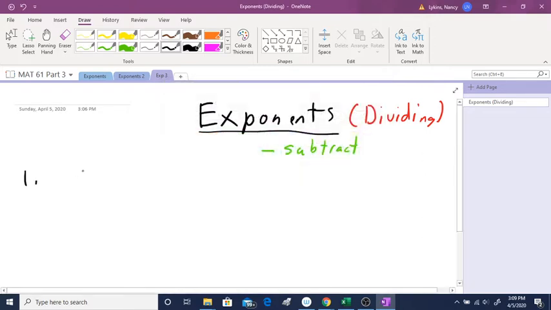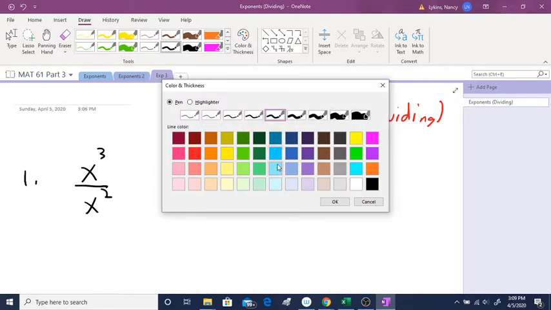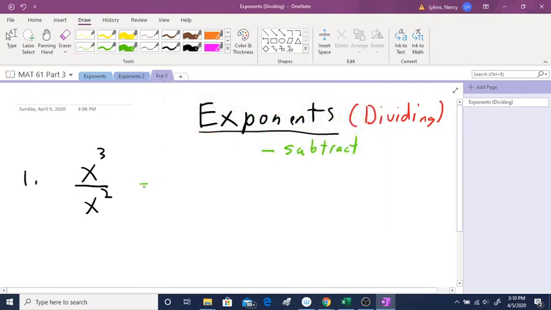So, let's just say we had x to the third power over x squared. A problem like this, you would take your numerator and subtract it from your denominator. Since both of these have x as your base, you take your numerator, which is 3, subtract your denominator, and you get x to the first power, or just x.